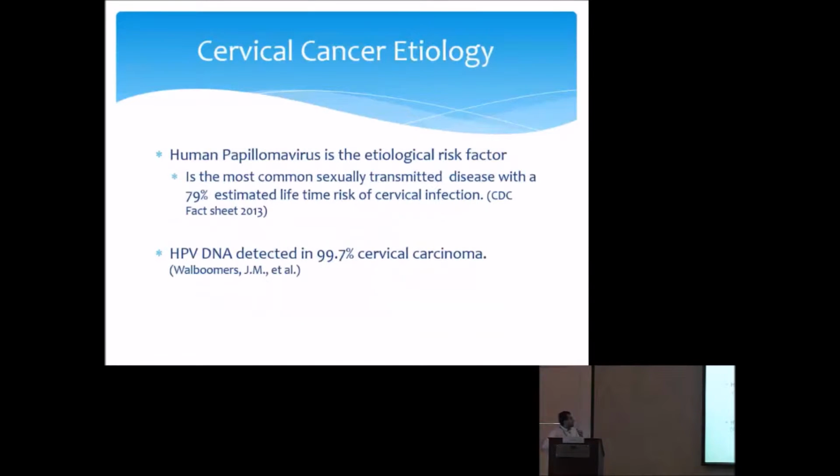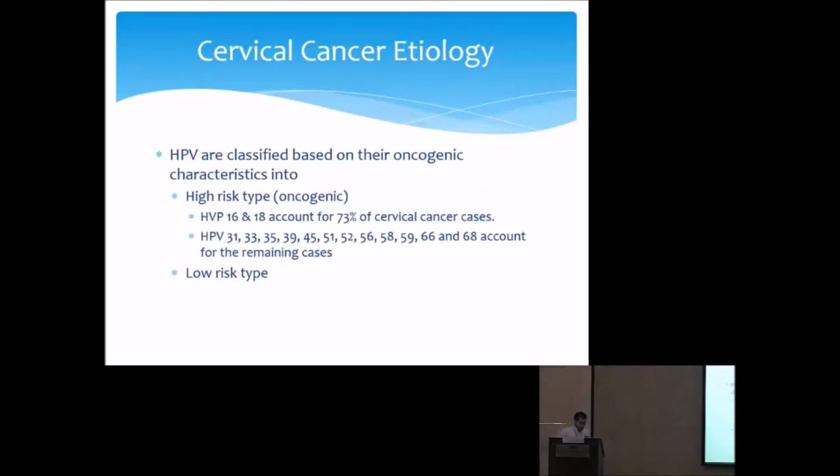The cervical cancer etiology is the human papillomavirus, and a fact is that it is the most common sexually transmitted disease, with a 79% estimated lifetime risk of cervical infection. HPV DNA is detected in 99.7% of cervical carcinomas. HPV, as mentioned priorly, is classified based on oncogenic characteristics into high risk oncogenic and low risk types. The high risk types are most commonly 16 and 18, which account for 73% of cervical cancer. The rest account for the remaining cases.